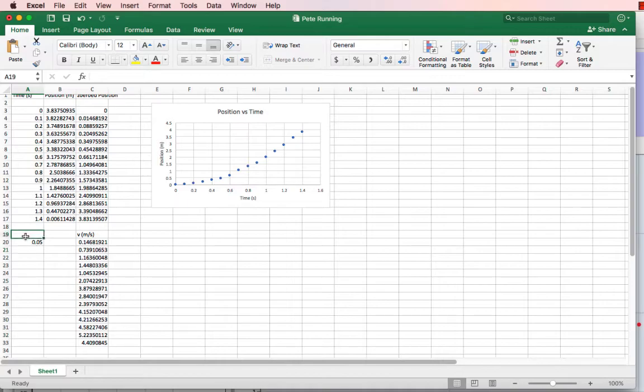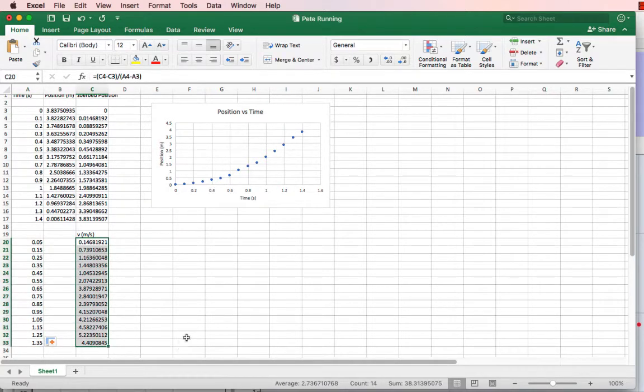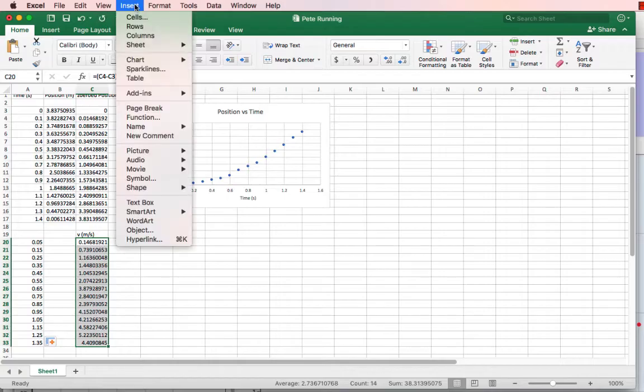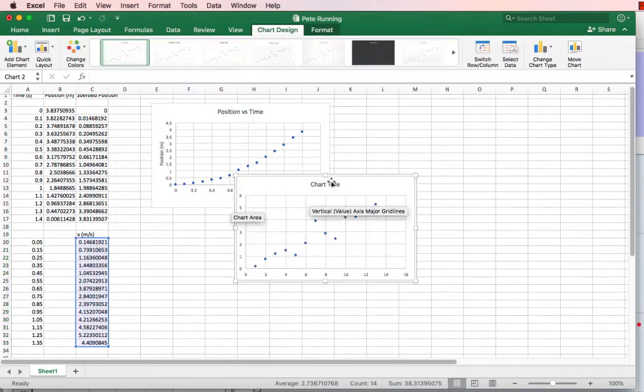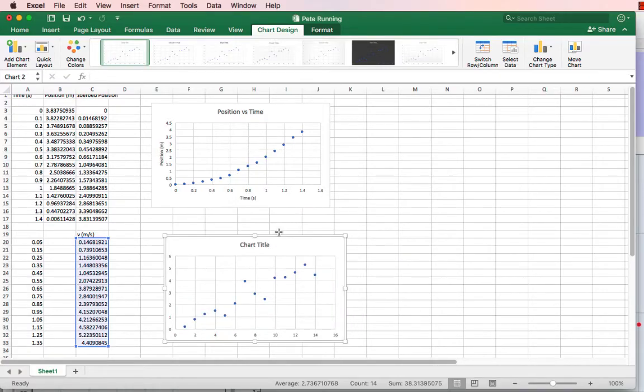And so this is time in seconds again. And as we move down, it averages each one of these. And I can now plot my speed as a function of time. Insert chart, XY. There it is. And again, we have the same thing where the speeds are lined up with these numbers instead of the times.